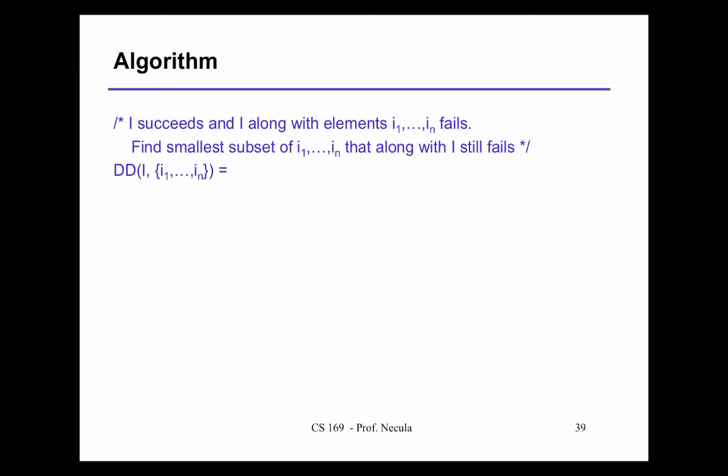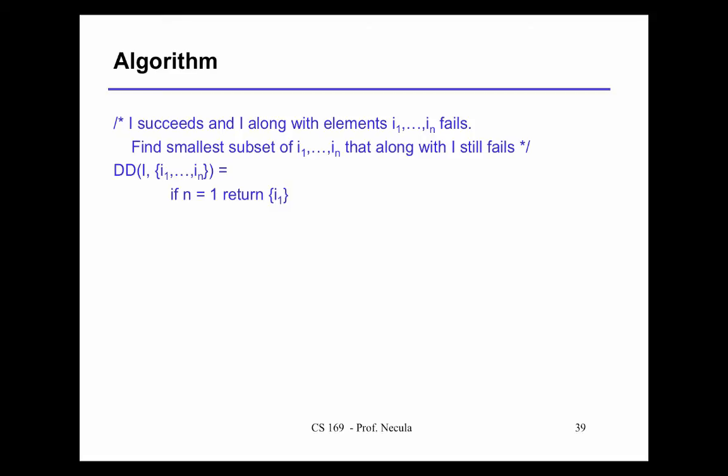You could do that thing, the empty set, just return I. But this thing cannot be the empty set. Why? Because I know I succeeds, and I know I plus these fails. So these must be something. It cannot be empty. Okay? So there's one of them. So if this is a set of one element, then I'm done. I found my smallest subset that fails. Okay? And I return that subset.